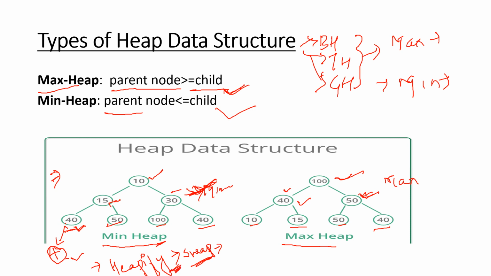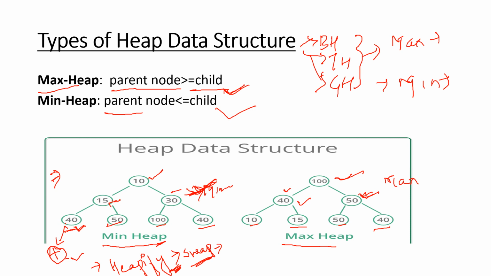I am going to explain that in the next video. I will take one separate example and explain each and every step, how you perform the heapify and the swapping, so your min heap or max heap does not violate the property of max heap or min heap. So this is all about the binary heap data structure, or we can say the heap data structure.